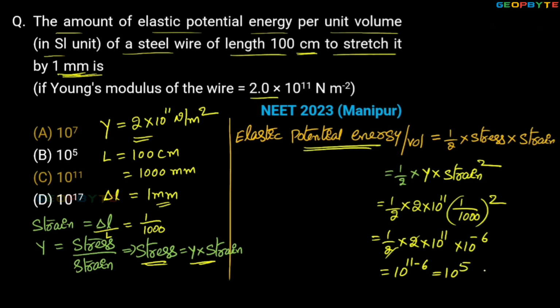Energy, SI unit of energy is joule per meter cube. Volume unit is meter cube. 10 power 5 joule per meter cube. Look at the options. Option B is absolutely correct. Understood clearly? Yes.